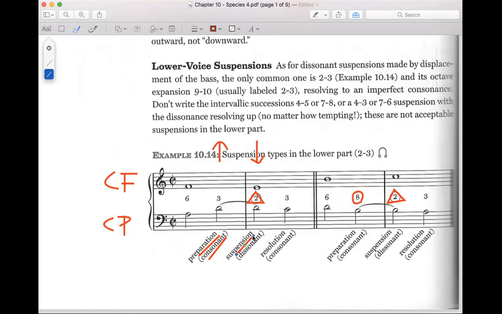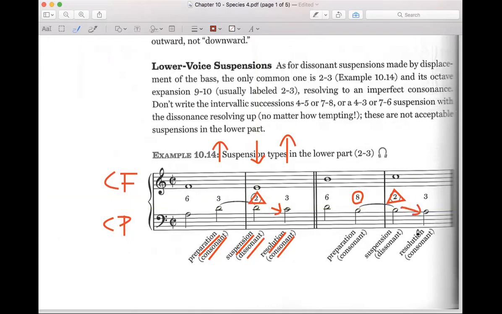What is that called? The suspension. It is dissonant. And on the upbeat, the weak beat, you're going to have the resolution, which is consonant. Do the voices still move down by step? Yes, indeed. Take a look at both examples here. Moving down by step, moving down by step.